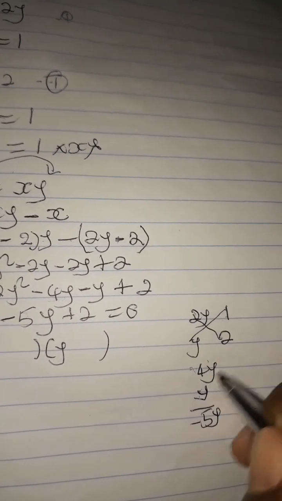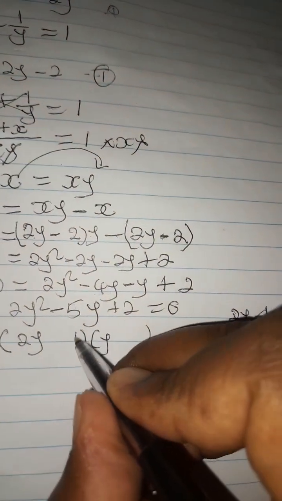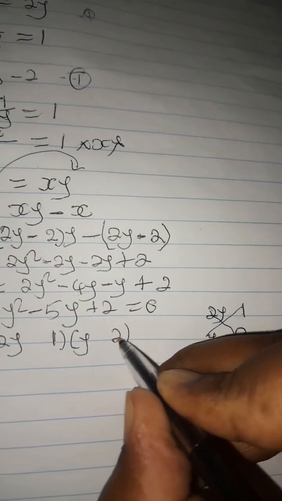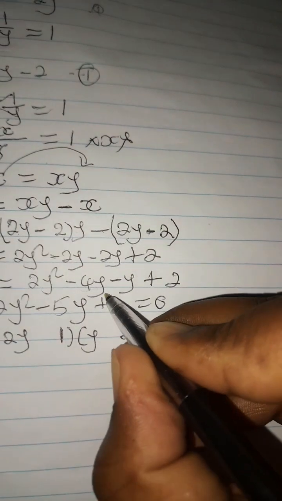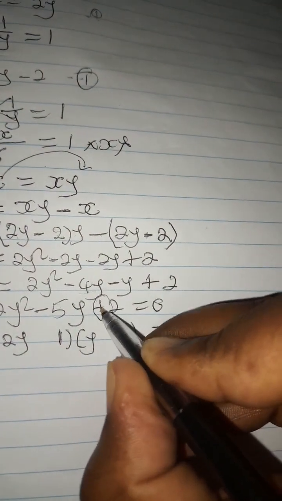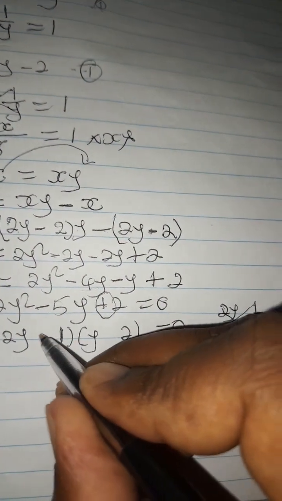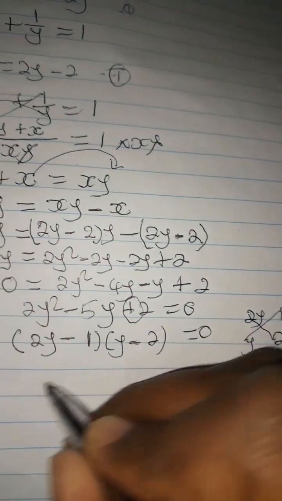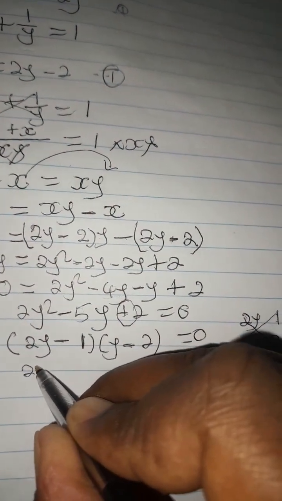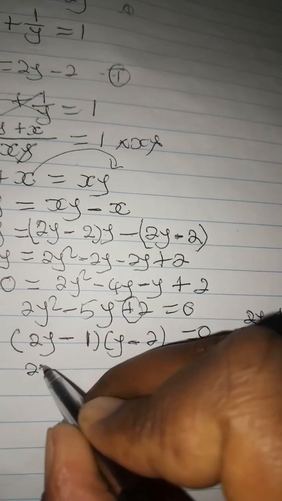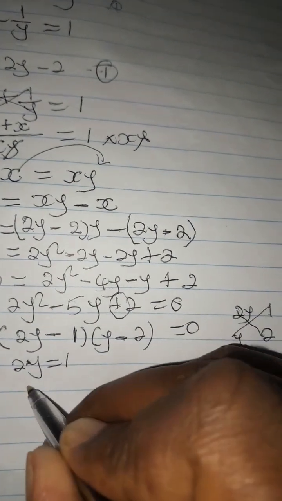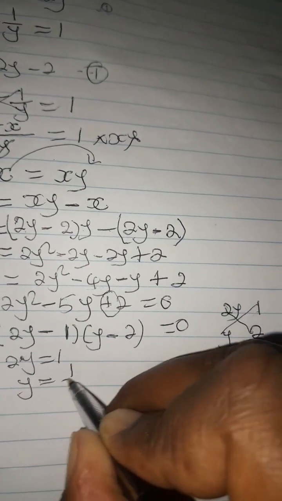So yes, they are correct. The factors are suitable. So we can place 1, we can also place 2 here, equated to 0. Remember, since there's a positive sign here, they will take the sign of the middle term. So this will be negative and negative. So equating everything to 0, we'll have 2y equals 1. Divide everything by 2, we have half.